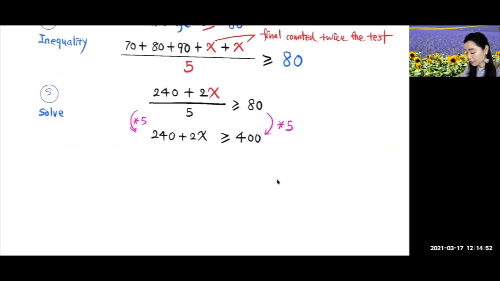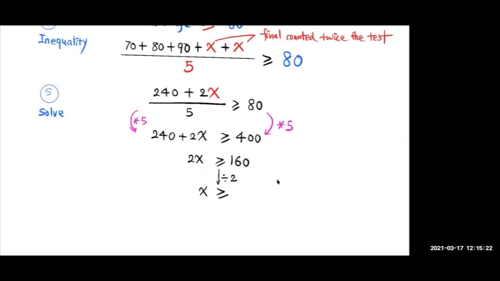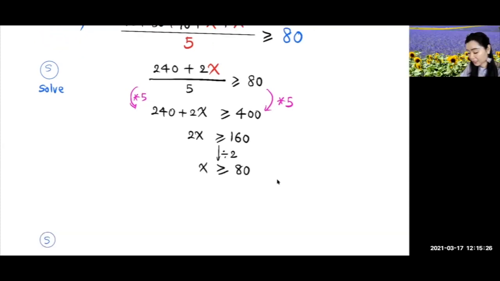Now, to solve this, you will subtract 240 on both sides. You get 2x on this side. 400 minus 240 is 160. Now you divide both sides by 2. So x is greater than or equal to what? 80. Yeah, you got it. 80. Now we have solved this. So x is greater than or equal to 80.